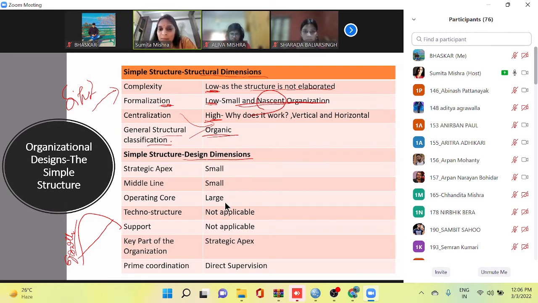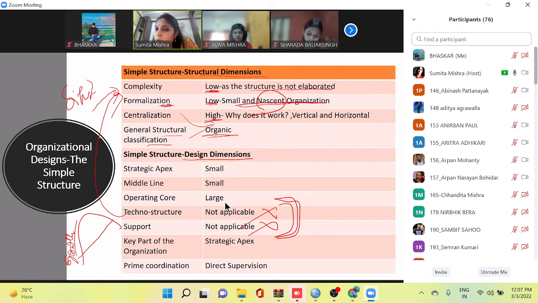What do you see in design? See, techno is not applicable. Support is not applicable. That means these two are already not there. Techno is not applicable. And how are we able to connect this with formalization? The extent of formalization in the company already is nil to low. Okay, nil to low, not even between low to moderate. It is nil to low. So there is no need for it. Support is not needed because most of the support activities in small companies are outsourced. Okay, they are not insourced. To keep the costs down, they outsource these support activities.